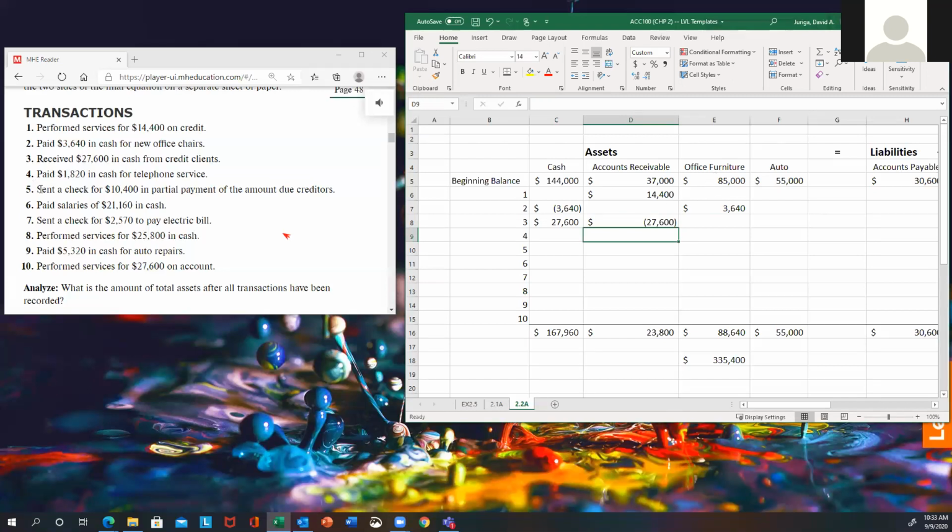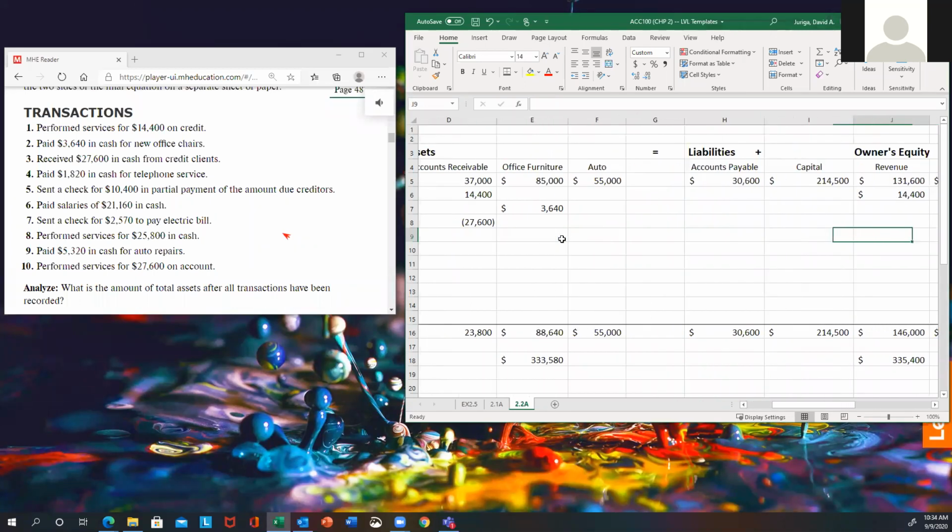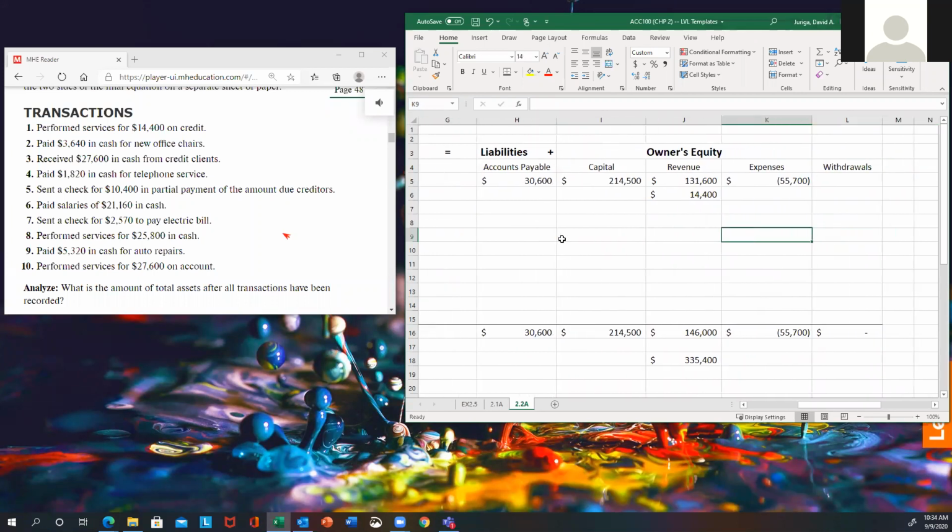All right, number 4 says you paid $18.20 in cash for telephone service. Well, we know cash is involved. And if we're paying cash, just like number 2, you'd say decrease. So I'll say negative $18.20 to cash. In this case, the offset's not going to go to accounts receivable or furniture, because telephone service would be classified as what? Expense. So anytime for now you see expenses, just put a minus in there, meaning that it's decreasing every time.